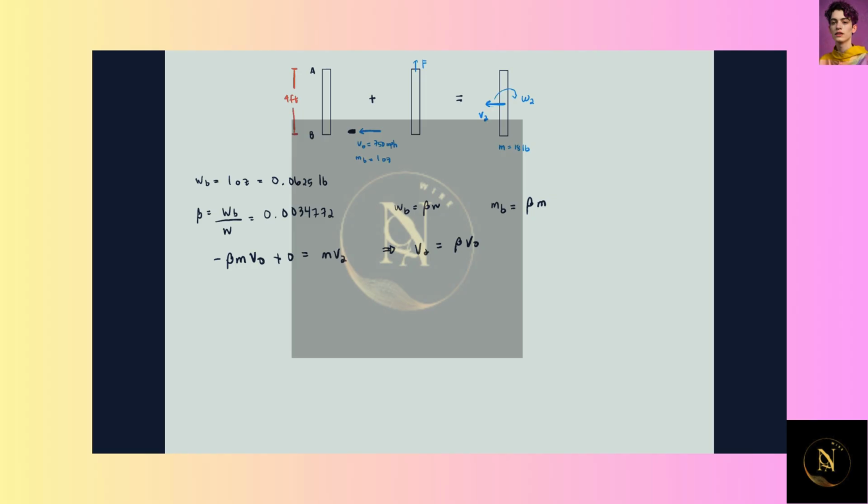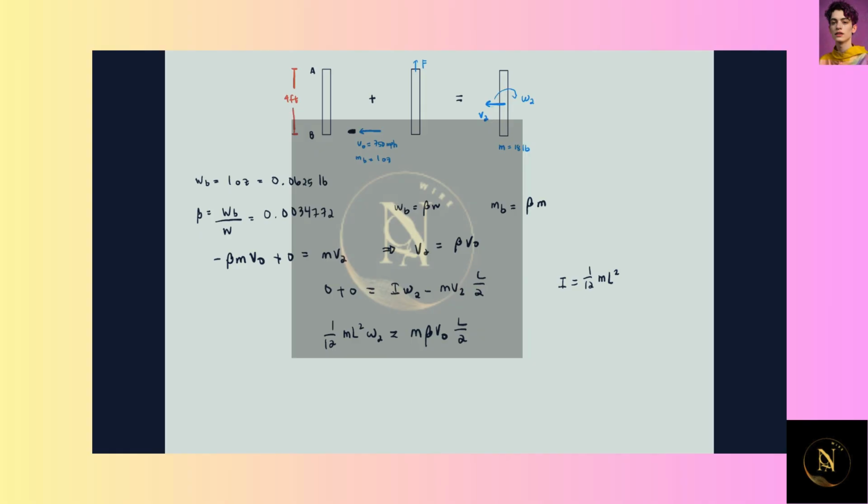Now, solving for the moments about point B, taking the clockwise direction as positive, we'll have 0 plus 0 equals I omega 2 minus m v2 times L over 2, because the center is at a distance of L over 2 away from point B. Since this is a rod, the moment of inertia is 1 over 12 m L squared, and given v2 equals beta VO, this equation becomes 1 over 12 m L squared omega 2 equals m beta VO L over 2.